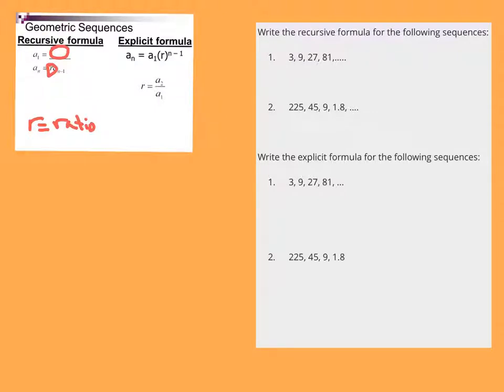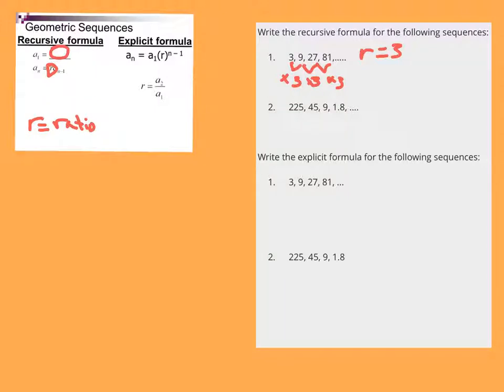So let's go ahead and look at an example here. We can see in our sequence we have 3, 9, 27, 81. So our sequence is increasing rapidly. I can see that I'm multiplying by 3 each time. So my ratio, 81 divided by 27, is 3.